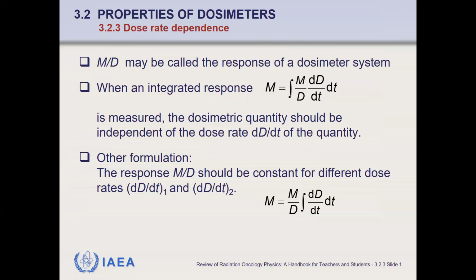So M over D expresses the response of a dosimeter system. Measured or observed value divided by the actual dose of radiation that the dosimeter is exposed to. So this ratio represents the sensitivity of the dosimeter to the radiation dose. Usually it expresses the sensitivity of this dosimeter.